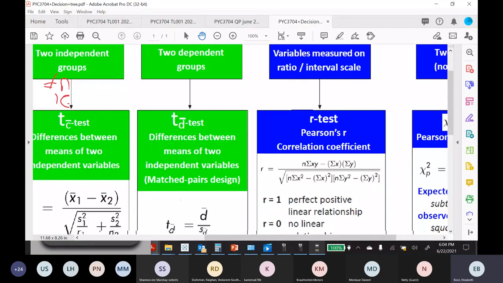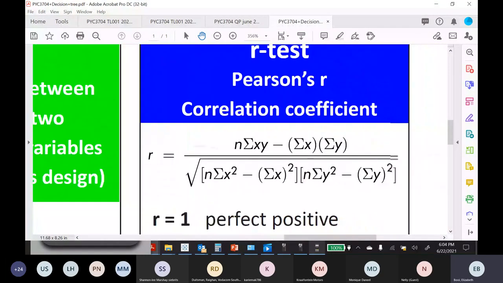If I come back here, remember we had these values like sum X, sum Y, sum XY. If I make this bigger so that you can see what I'm referring to. Sum X is the summation of X, which means it's the sum of all the X values. Sum of Y is the sum of all the Y values. Sum XY is the sum of all the values of X times Y, and so forth.